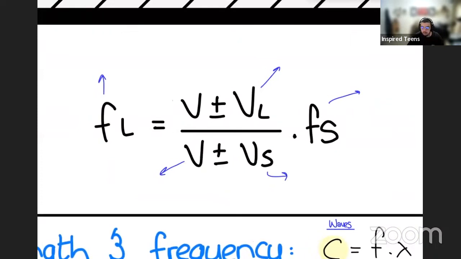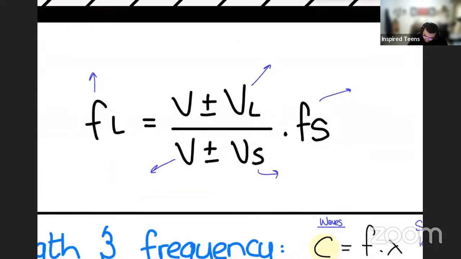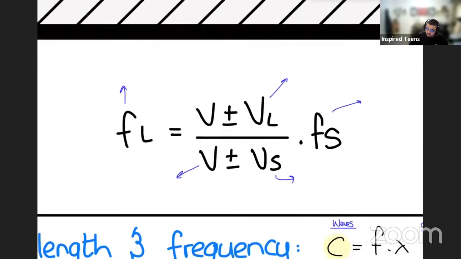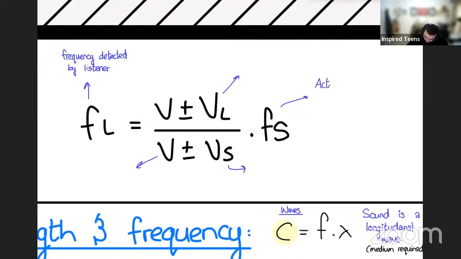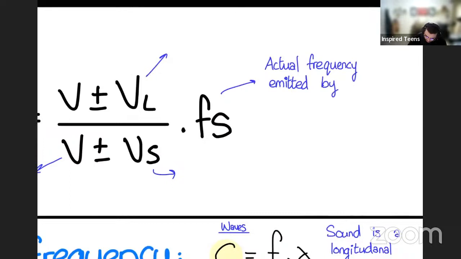Now, in Doppler effect, we deal with a formula. Okay, and we have FL, which tells us the frequency of the listener. So this here is the frequency detected by the listener. Then we have FS, which is the actual frequency, which we sometimes refer to as the actual frequency emitted. So not detected. Emitted means released, sort of. Actual frequency emitted by the sound source. That's why it's FS, frequency of the source.